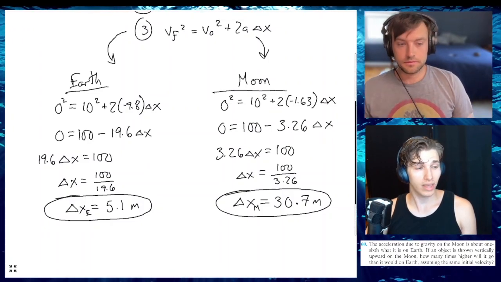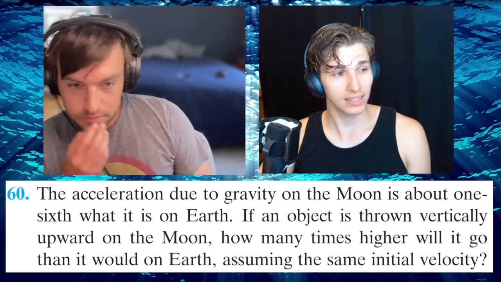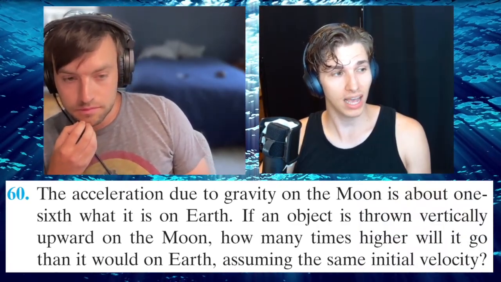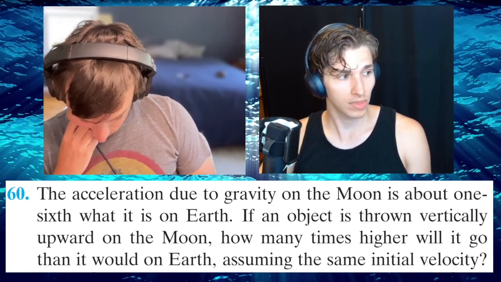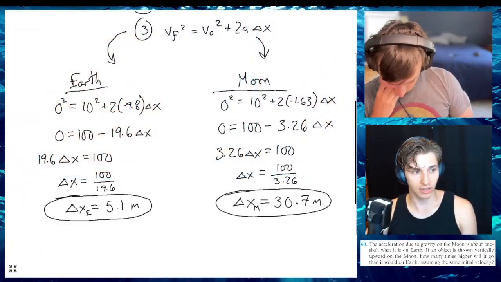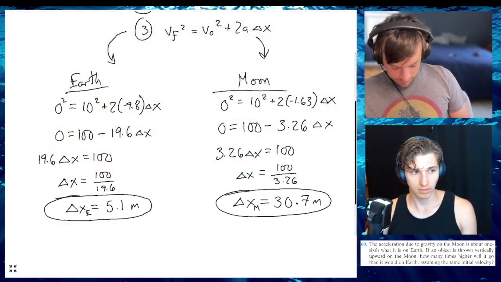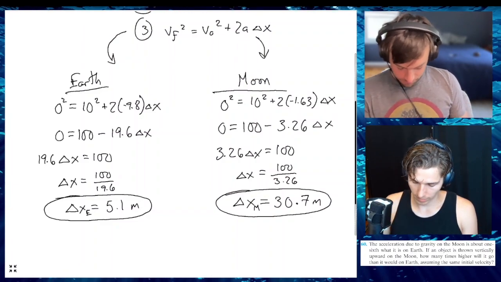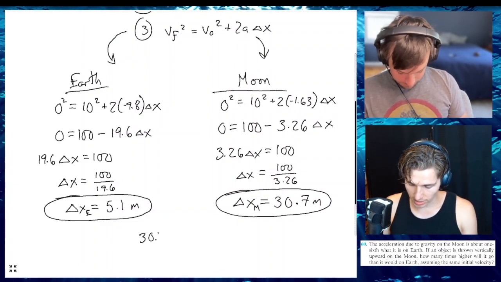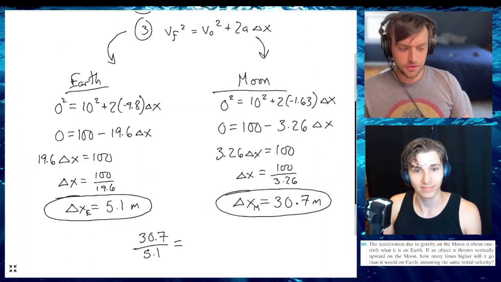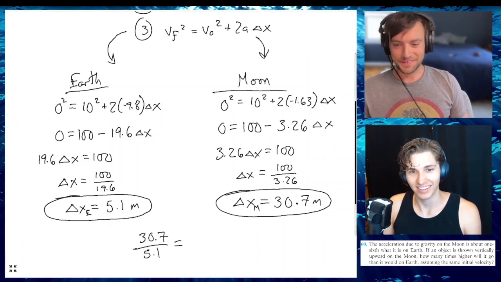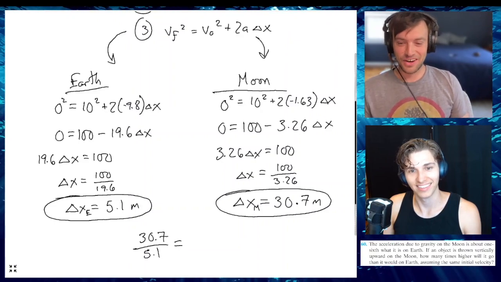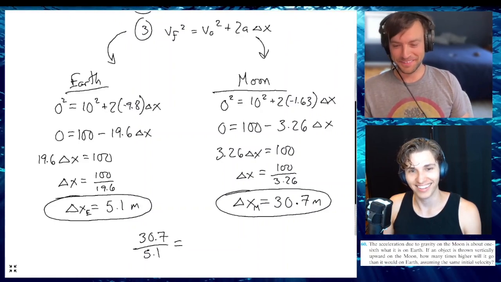Now, they weren't actually asking for this. They were asking for how many times higher will it go on the moon than it will on Earth. So what do we have to do with these results? Could we divide 30.67 by 5.1? Yes. Oh, this is great that we backed it up, but didn't I solve the problem by saying, oh, it must be 6 times higher?